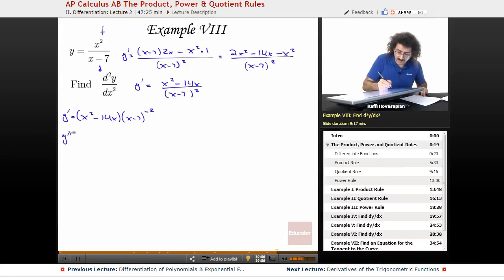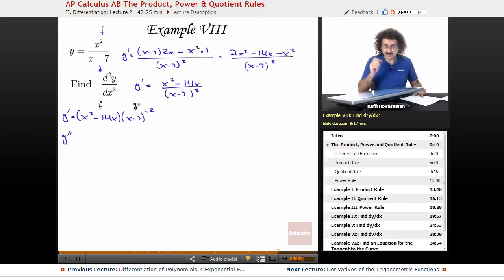So y double prime, which is the derivative of this. Okay, now we have, so let's go to black here. This is our f, and this is our g. Our g is actually this whole thing.